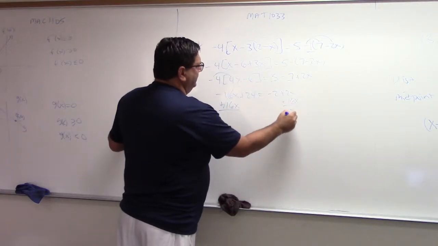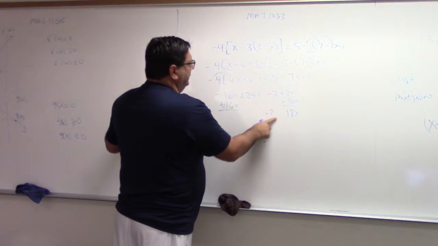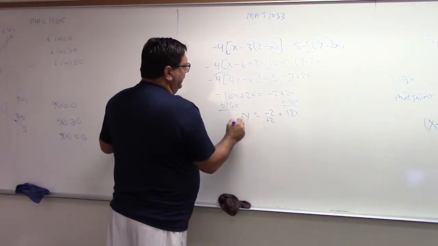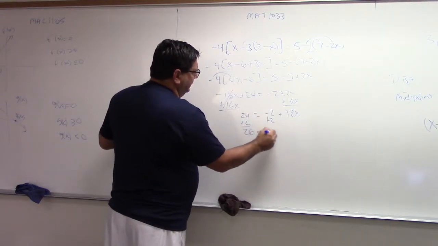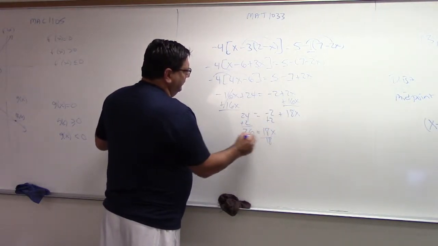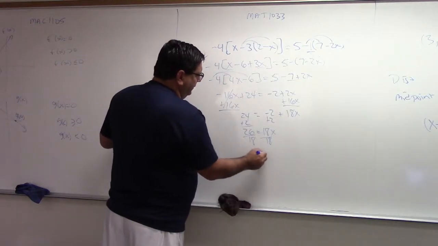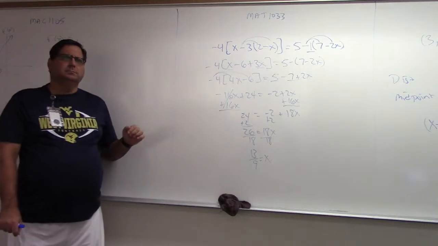2x, 16x is 18x. -2 plus that equals 24. Add 2, add 2. 26 is equal to 18x. Divide by 18, divide by 18. We have 13 over 9. Okay.